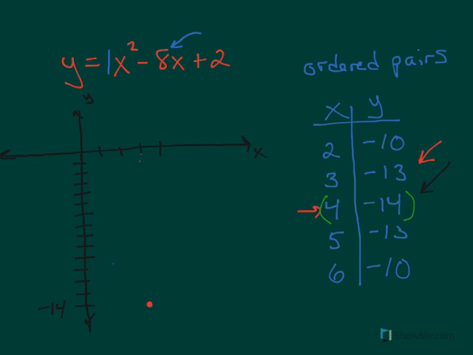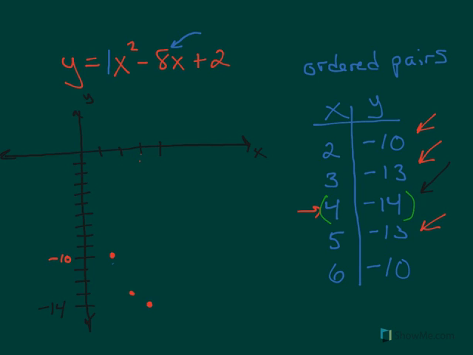So let's plot (3, -13). So we'll go over 3 and down 13. Maybe right about there. And let's do (2, -10). So let's see, where's the negative 10? So it looks like right here is negative 10. And we're at (2, -10), so you would have an ordered pair right about there.